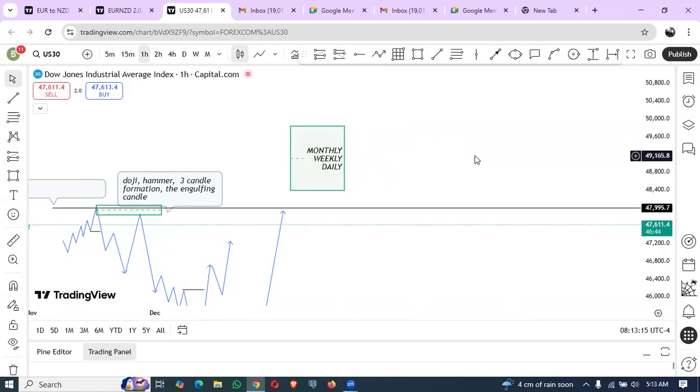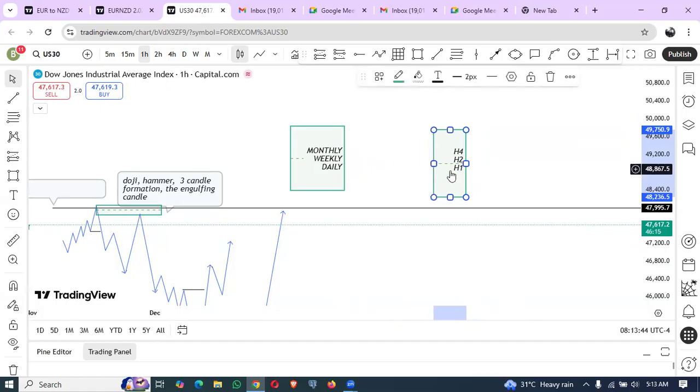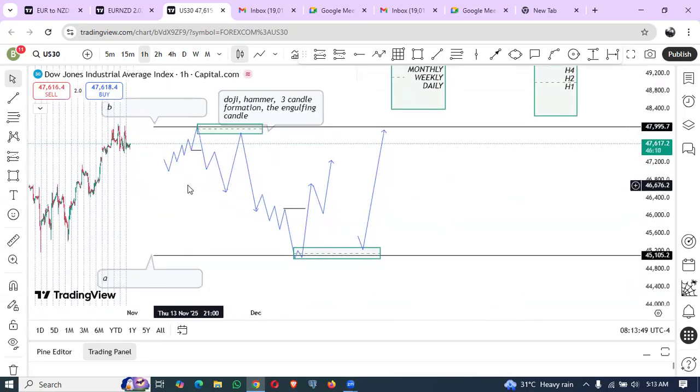Then the lower time frames where I map my structure: the H4, the 4 hour time frame, H1, and sometimes H2. Sometimes, not always. I hardly go lower to map structure. So it's on these three time frames that you map your structure.